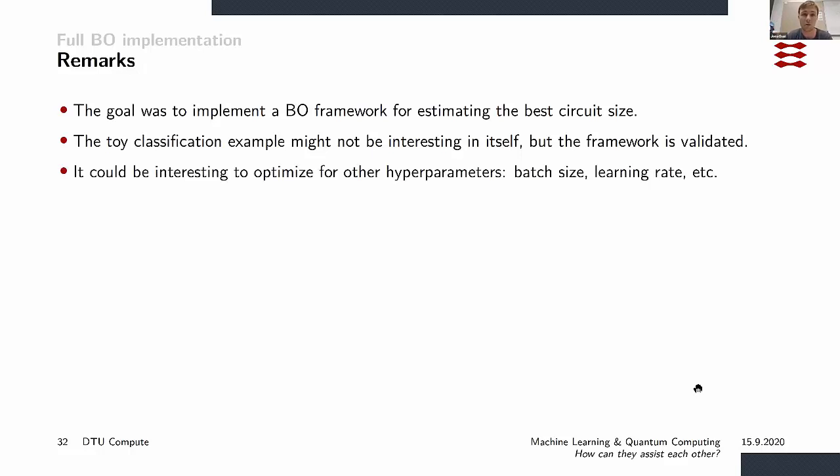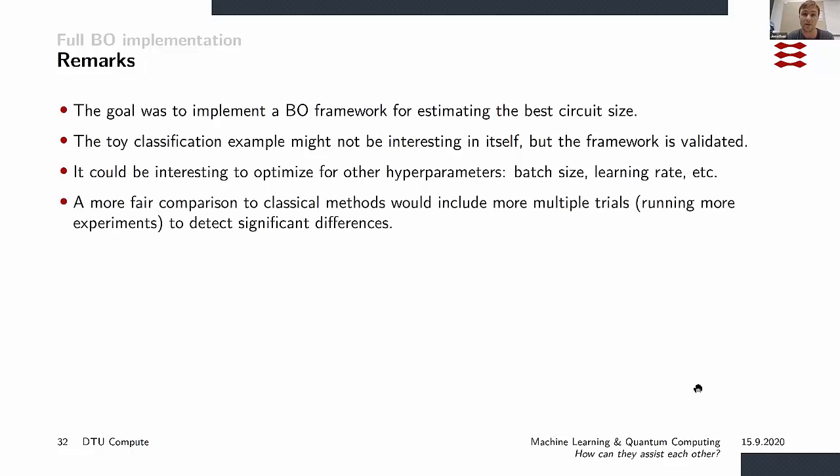It could also be interesting to optimize for other hyperparameters. As I said, batch size, learning rate. We just need to keep in mind that every time we do this, it's very expensive. So it takes more and more hours as you increase the number of parameters, and also you increase the search grid.